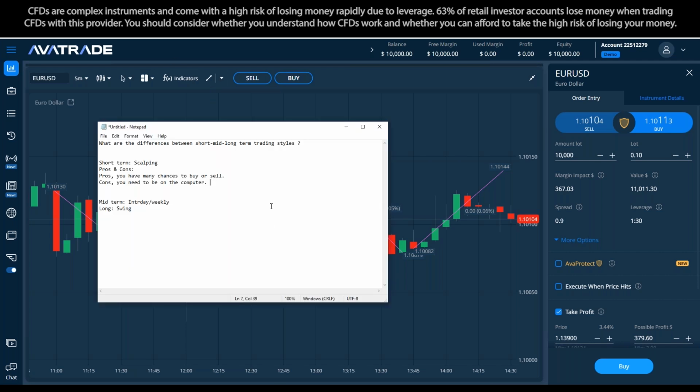This is, like I said, face-based trading. You have a lot of chances to buy or sell and make a lot of money quickly, but that works the other way around. The cons are you have to be on the computer, because if you go and make your tea and you have 20 positions opened, and how can I put it gently, it didn't go as you plan, by the time you come back with your tea, your account can be already gone by then. So when scalping, it's advisable to be on the computer and monitor what you're doing.